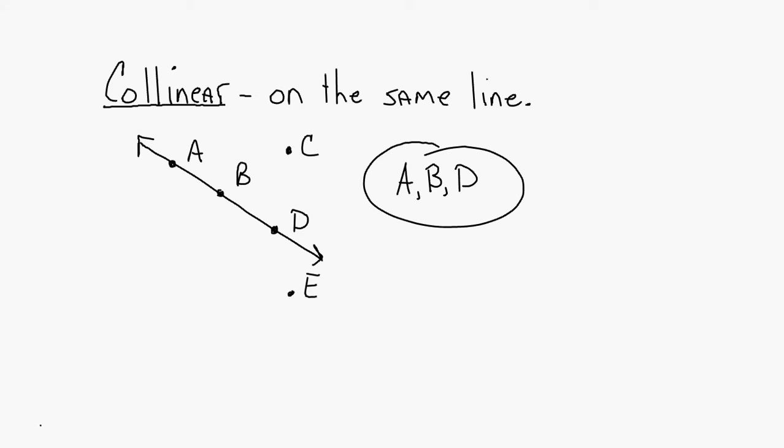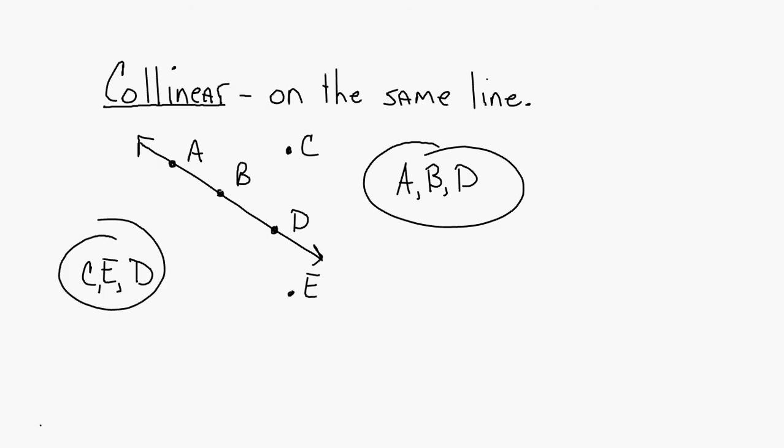If I asked for 3 non-collinear points, that's 3 points that are not on the same line. Go ahead. C, E, and D. C, E, and D, good. Non-collinear. But D is on the line. But that's not a collinear group. You're not all together. Collinear means on the same line.